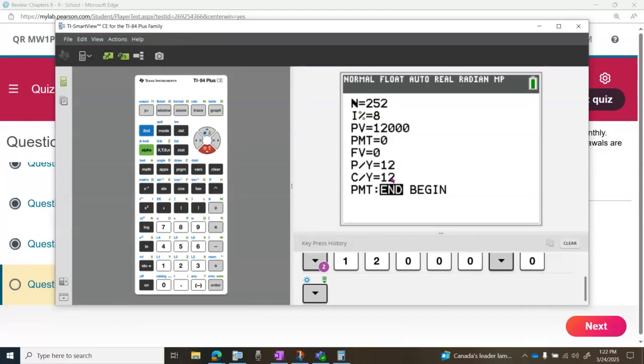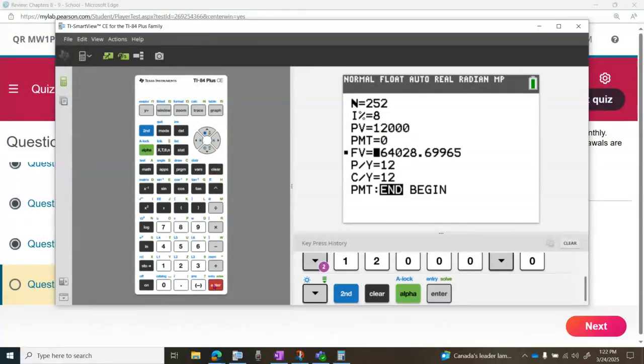P per Y, C per Y is 12 because the interest is compounded 12 times a year, monthly. And again, this END, we always put END, highlight END. We never use begin. To solve for future value, clear, okay. Alpha, enter. So future value, do not worry about the sign. Negative, we can say that the money belongs to the grandkid, right? So do not worry about the negative sign.